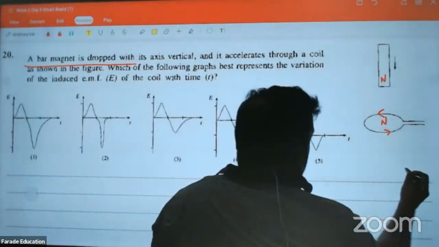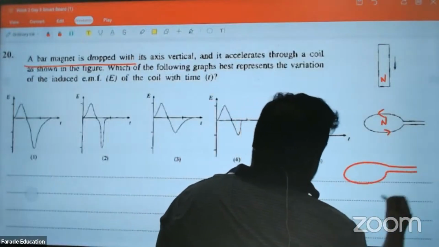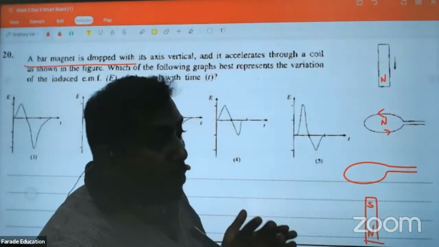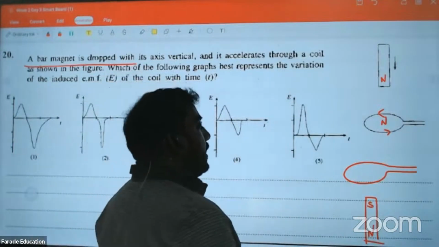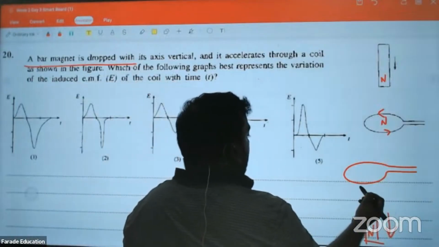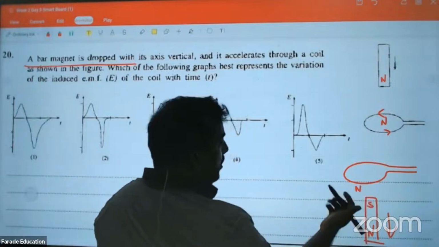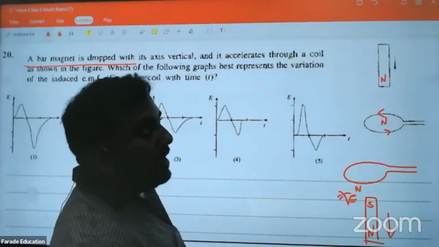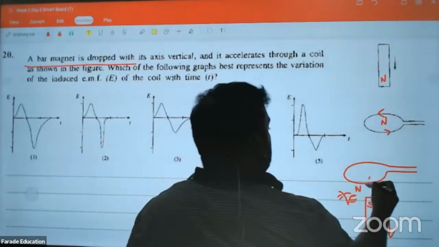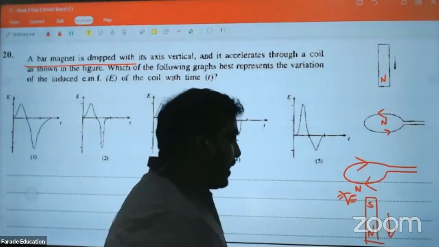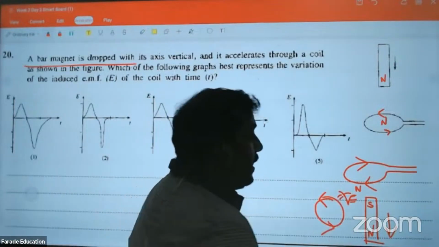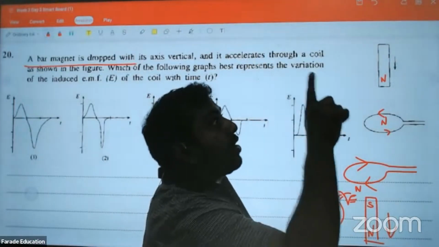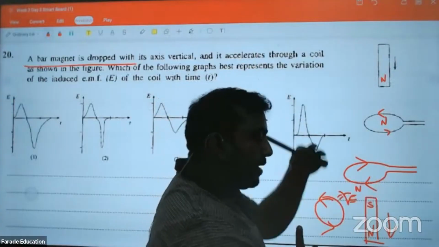Then what happens once it passes through? The induced EMF will occur to oppose the change. Oppose means it's resisting it going on. We need to attract it. So from the bottom, north pole, if I look from the bottom, anti-clockwise. From the bottom, it should be anti-clockwise, which means from the top, if you see, clockwise.